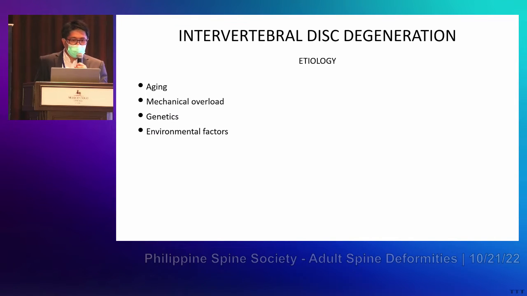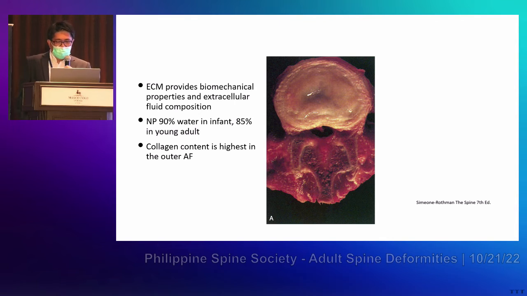Disc degeneration is multifactorial and could be due to aging, mechanical overload, genetics, and environmental factors. The nucleus pulposus is primarily water. This enormous water content is responsible for the disc height and the shock absorbing capacity of the disc.